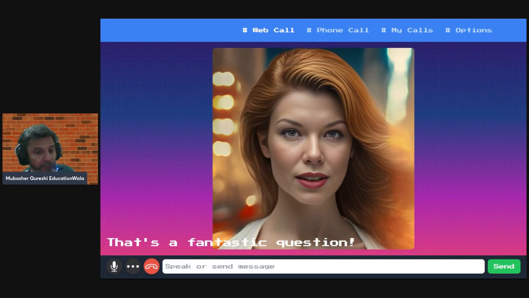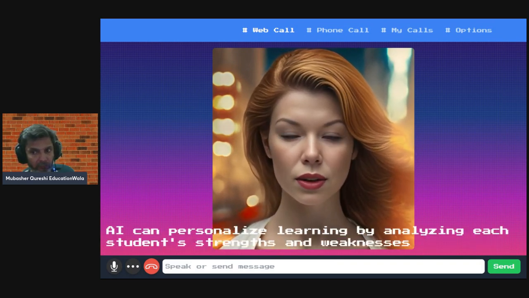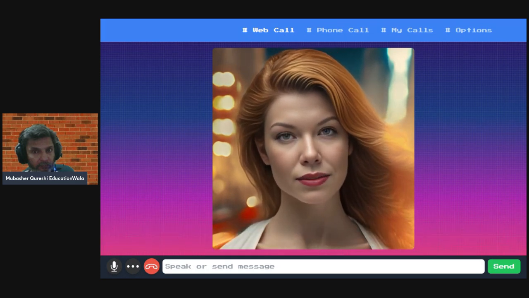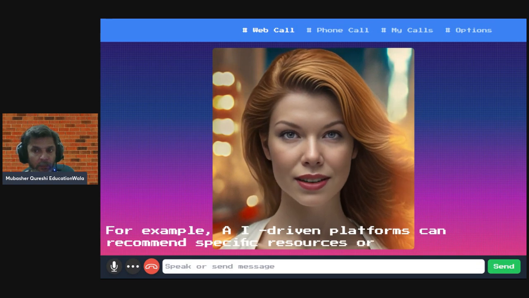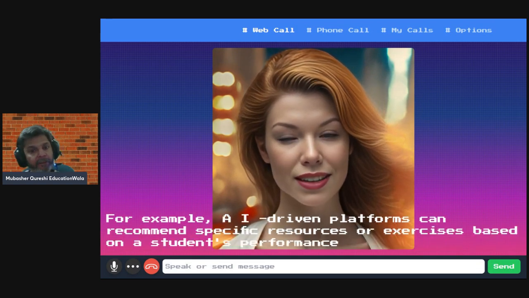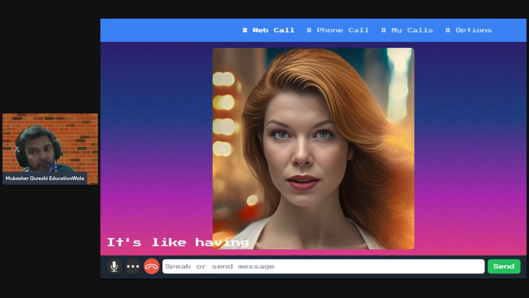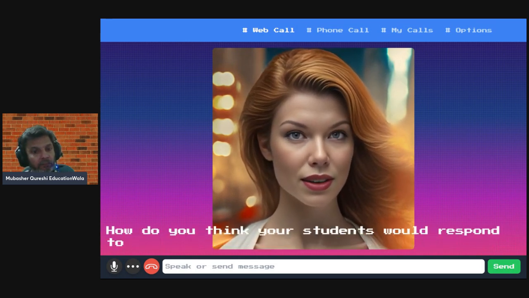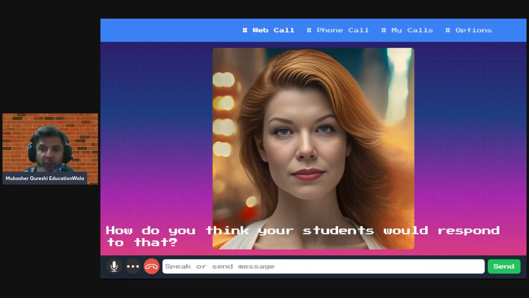That's a fantastic question. AI can personalize learning by analyzing each student's strengths and weaknesses. It can adapt lessons to fit their individual pace and style. For example, AI-driven platforms can recommend specific resources or exercises based on a student's performance. This way, students get support where they need it most. It's like having a personal tutor available 24/7. How do you think your students would respond to that? Yes, that will be quite helpful for them.